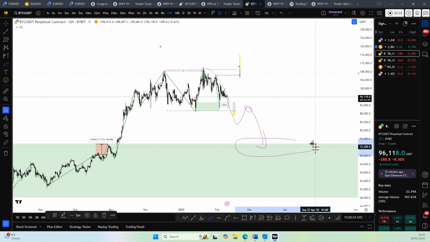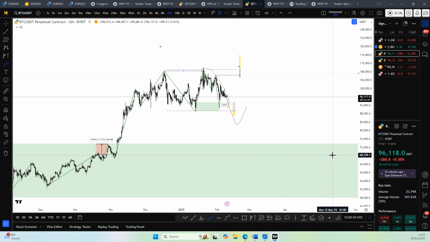And also, we're watching this zone for a nice long. But when the time comes, we will talk about that.